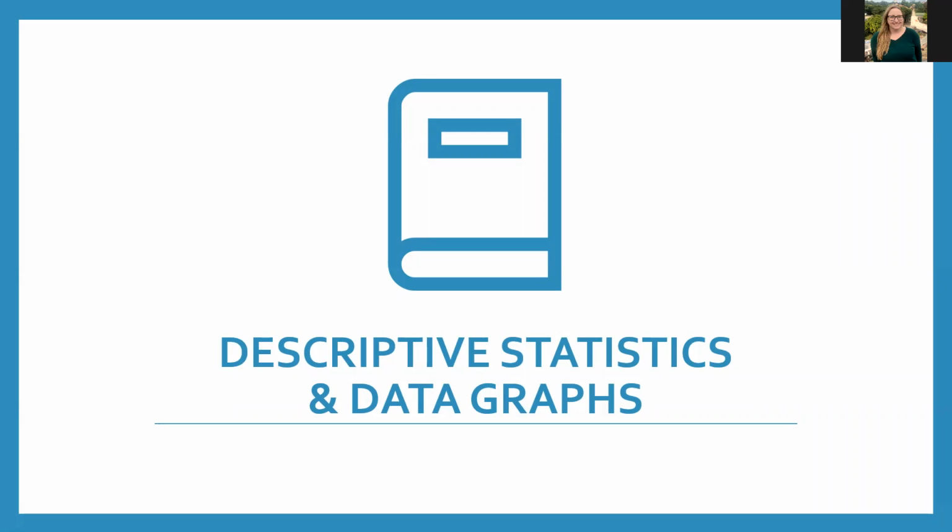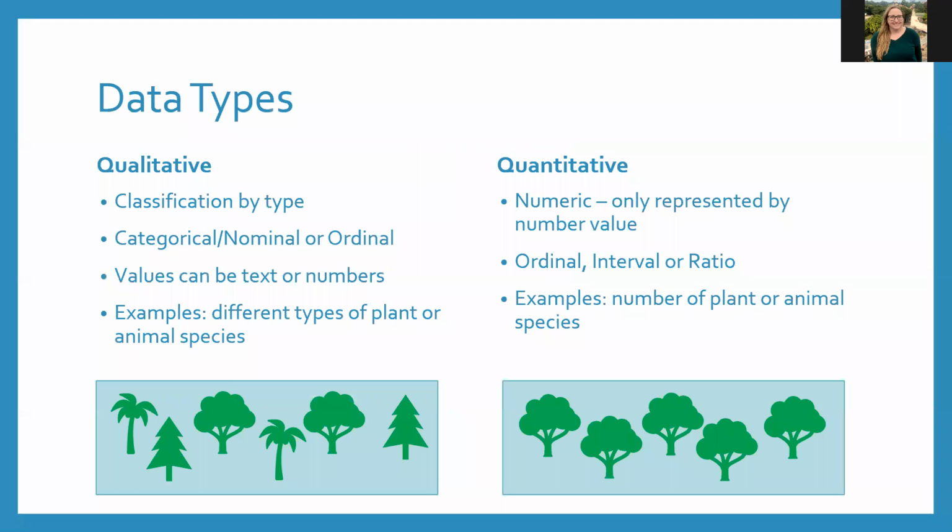Now we will move on to descriptive statistics and data graphs. There are two main types of statistical data. They are called qualitative and quantitative. Qualitative data is data that is classified by type, such as the different species in a forest within your study area. Quantitative data is numeric and can only be represented by a number, like the number of specific tree species in your study area.